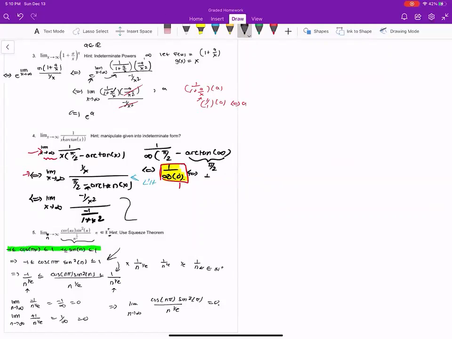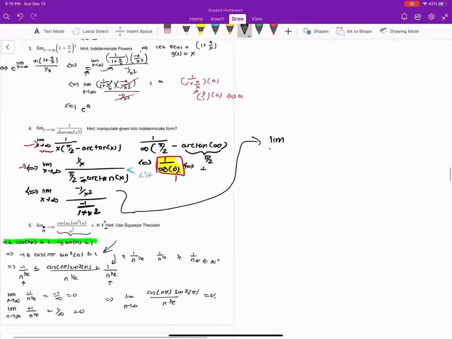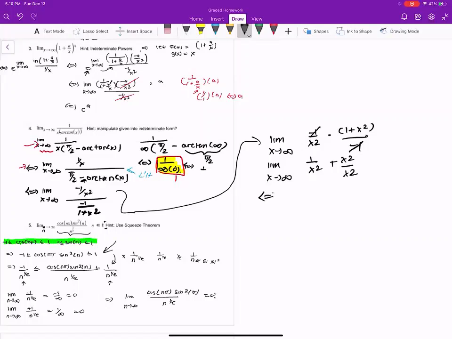Okay. I'll move this here to get more room. So limit of x to the infinity, you can simplify this. Negative 1 over x squared multiplied by 1 plus x squared over negative 1. Cross those out. You get limit of x to the infinity, 1 divided by x squared plus x squared over x squared, which is equivalent to 1.